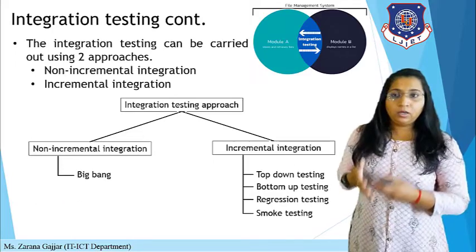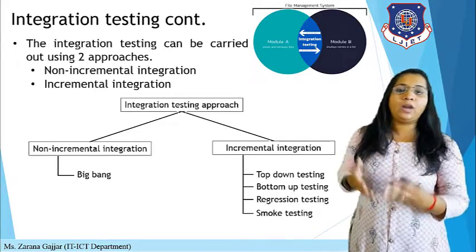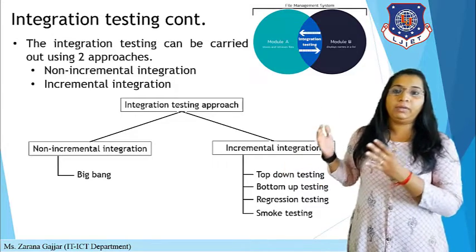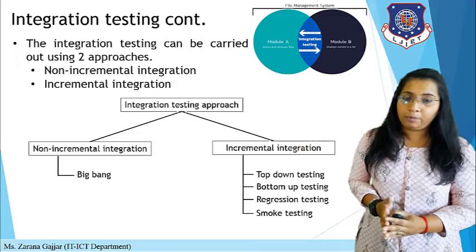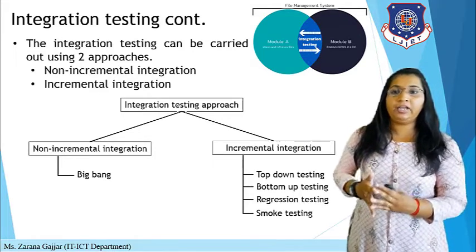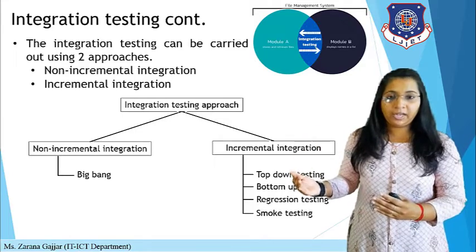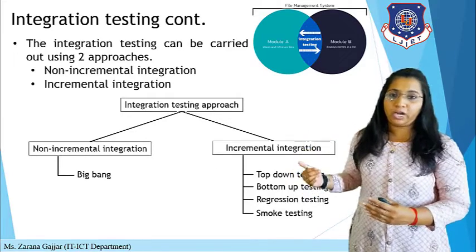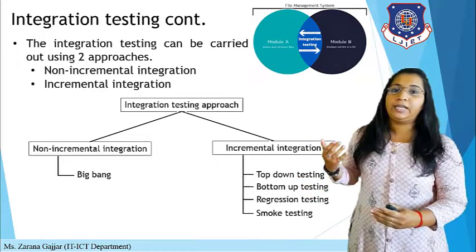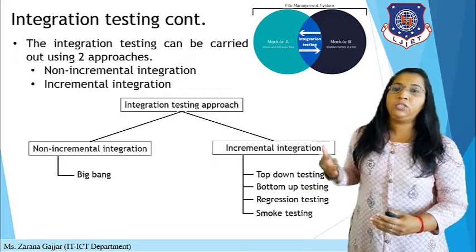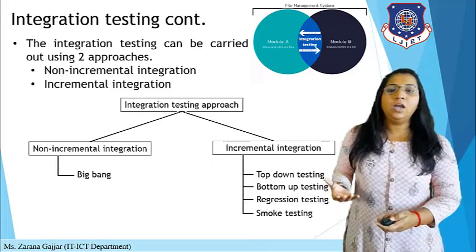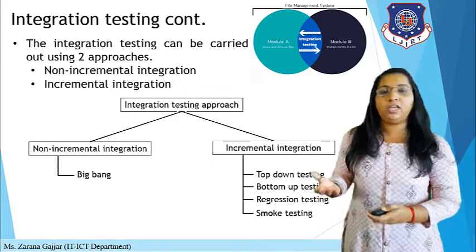Integration testing can be carried out using 2 approaches: the first is non-incremental integration and the second is incremental integration. Non-incremental integration has the big bang strategy, and for incremental integration there are 4 different approaches: top-down testing, bottom-up testing, regression testing and smoke testing. Let's understand each of them briefly.